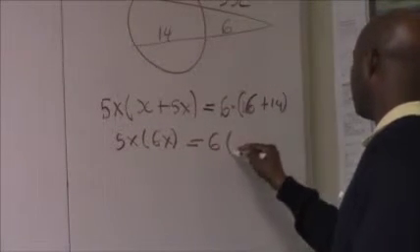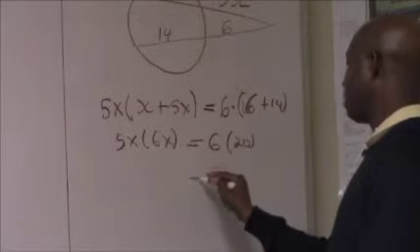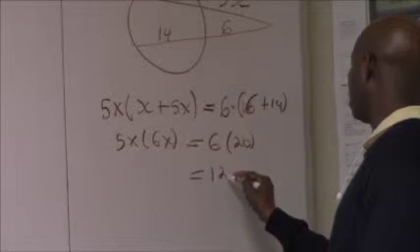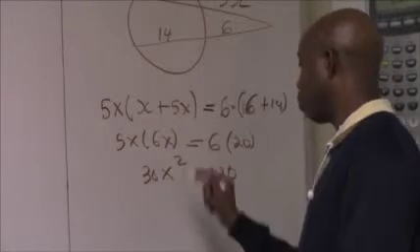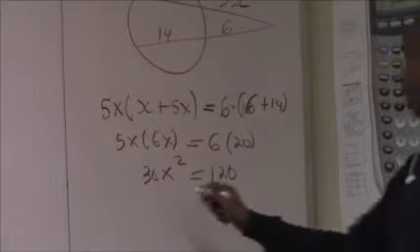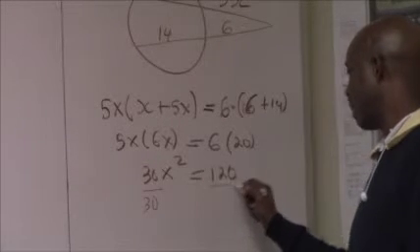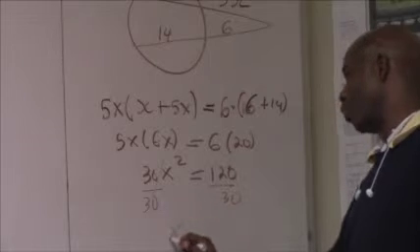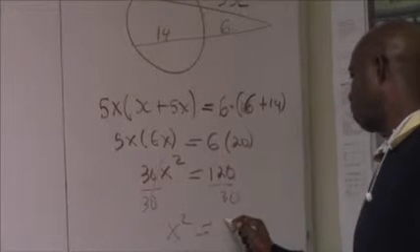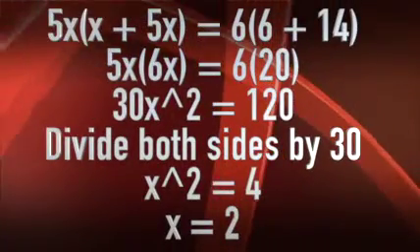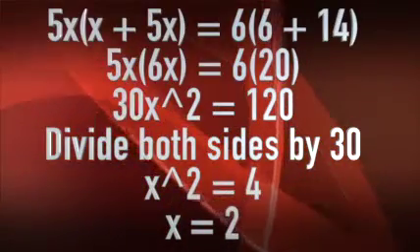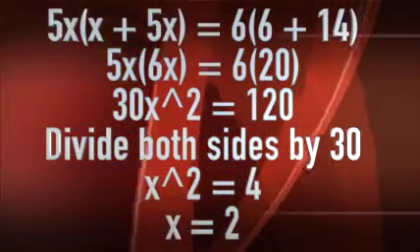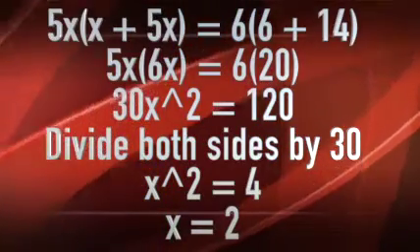6 times 20 is going to be 120. 5 times 6 is 30. x times x is x squared. Well, what do we do next? Divide both sides by 30. We get x squared equals 4. Take the square root. It should be plus or minus 2, but taking negative 2 doesn't make sense in this case. So our answer will be x equals 2. Basic and very simple. So that ends our work here.